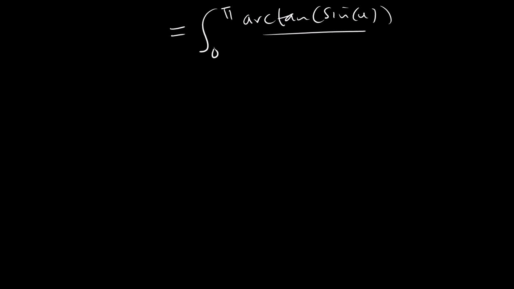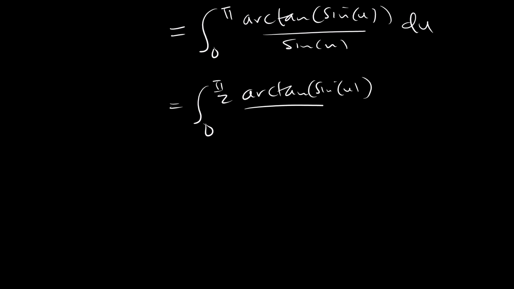So that and that cancel. This is equal to the integral from u equals 0 to pi of arctangent of sine of u over sine of u, and we can split it into two integrals: the integral from u equals 0 to pi over 2 of the arctangent of sine of u over sine of u, plus the integral from pi over 2 to pi of arctangent of sine of u over sine of u.